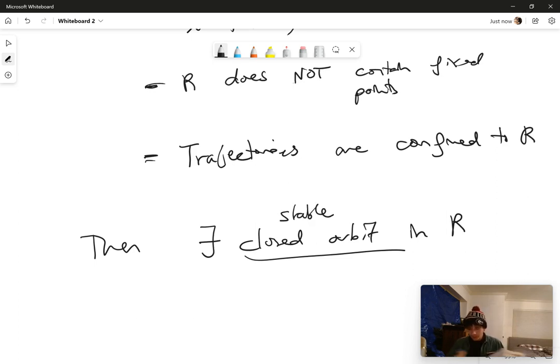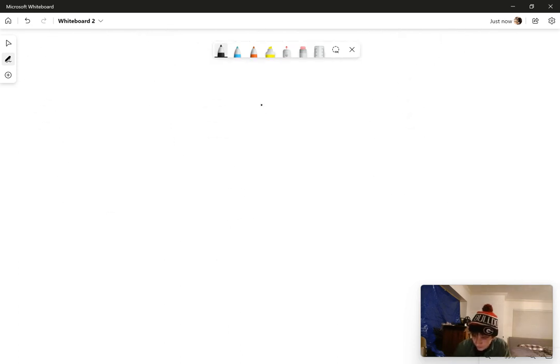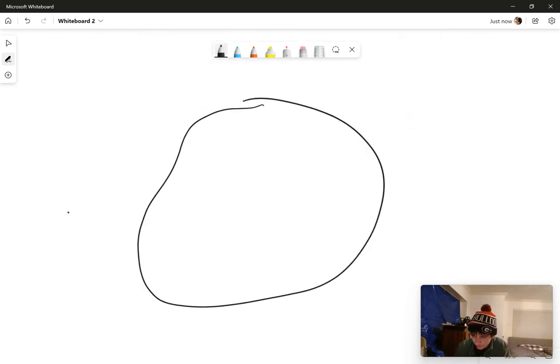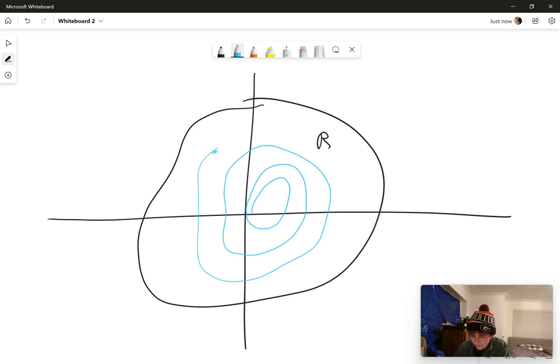All right. So let's draw a picture of what's happening here for the Poincare-Bendixson theorem. We have some region R of phase space. And we basically prove that, first of all, there are no fixed points in this region R. And second of all, any trajectory that starts in here has to stay in here for all time. Say I have something like this. It has to stay in here for all time. Then eventually it has to approach some closed orbit. And it can't approach a fixed point because there are no fixed points in here.